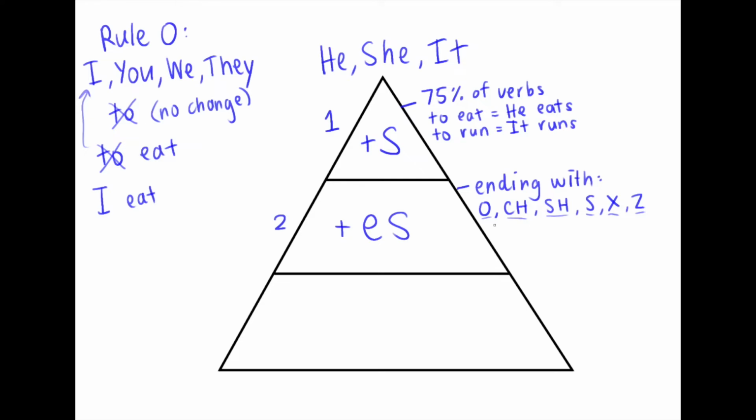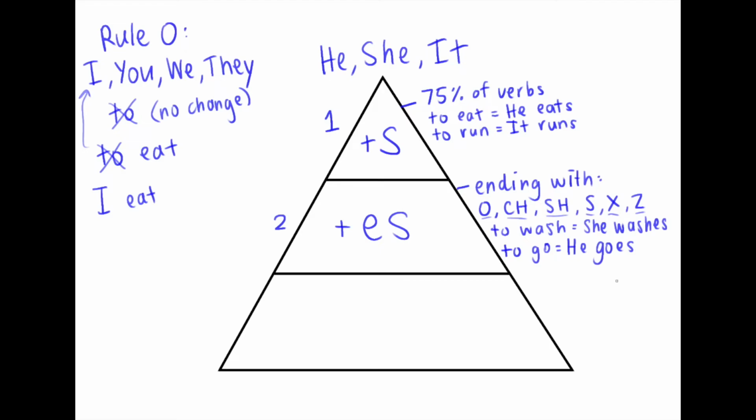Okay, so here's an example: to wash, like to wash your hands. Okay, if we wanted to conjugate that with the pronoun she, we're going to put she washes, es. Or if we have the verb to go, right, that ends with the letter O, let's say we're using he, we're going to put he goes, es.